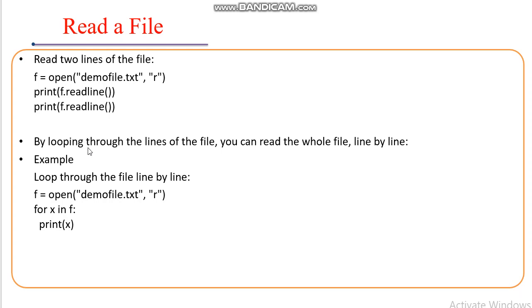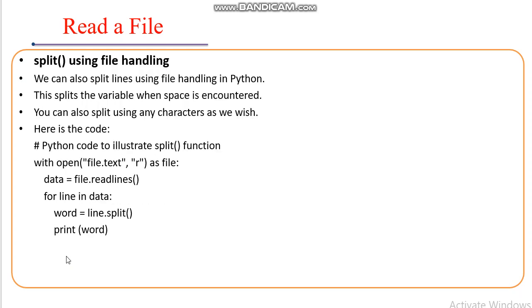By using a for loop also we can read the entire file. That is, f equal to open demo file.txt in read mode, for x in f: print x. So without using readline, using a for loop also we can read the contents of the file.